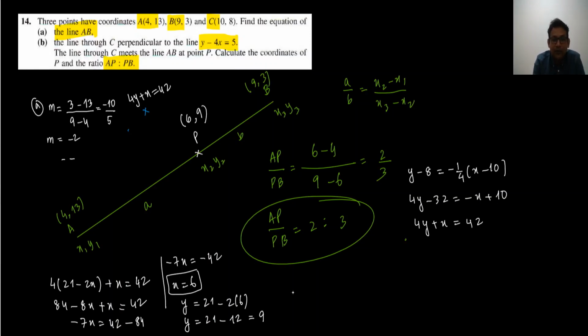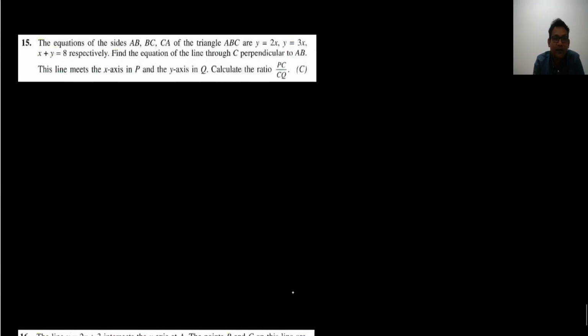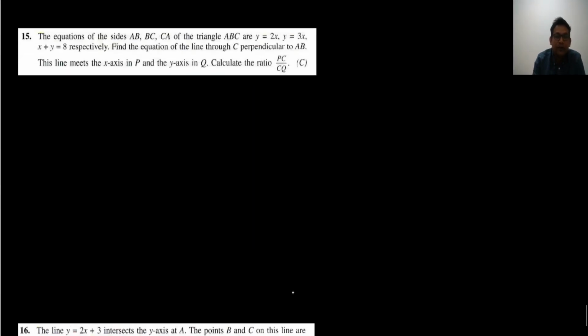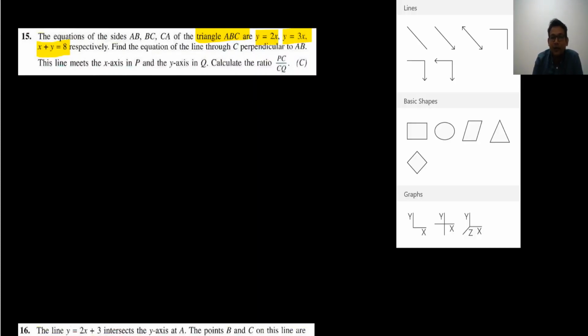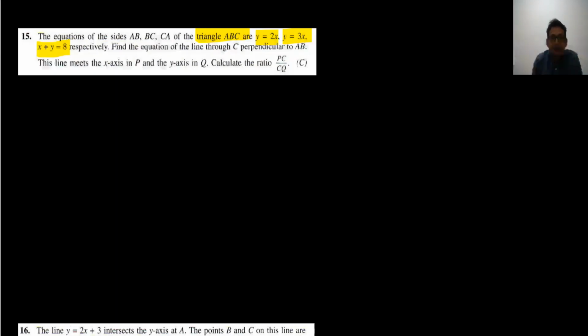Next question, because the video is going to be lengthy and we have two questions more. Let's see if I can explain it to you. The equation of the sides AB, BC, and AC, like we have a triangle. Yes, triangle. And we can draw a triangle here and find the equation of the line through C perpendicular to AB. Okay, I would like to explain it to you.